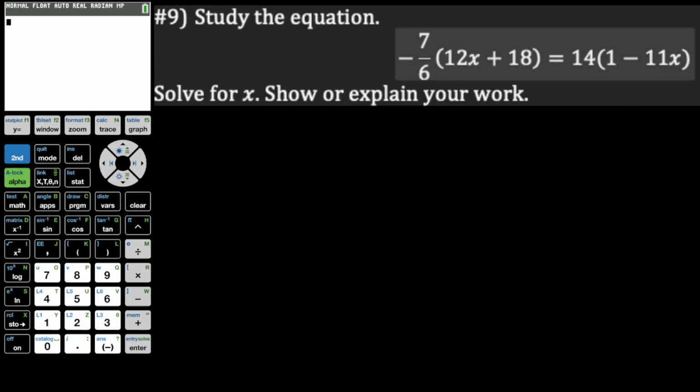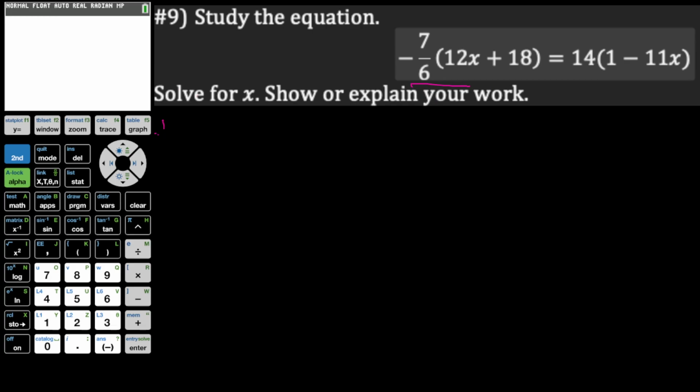For number 10, it says study the equation. So it has some distributive property. We have negative 7 over 6 times 12x plus 18 equals 14 times 1 minus 11x. Solve for x and show your work or explain. Anytime you have that distributive property, I'm going to set it up like this. So let's do it on the side here. I'm going to do my left side in pink.